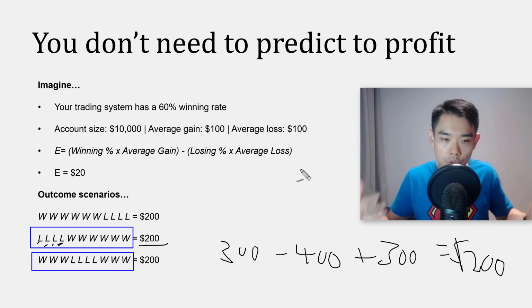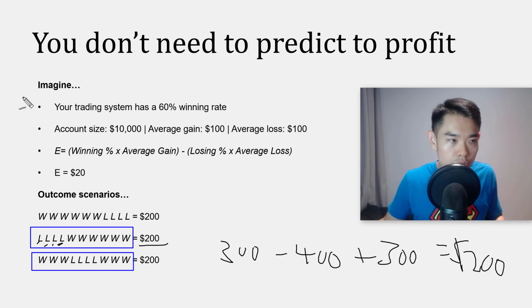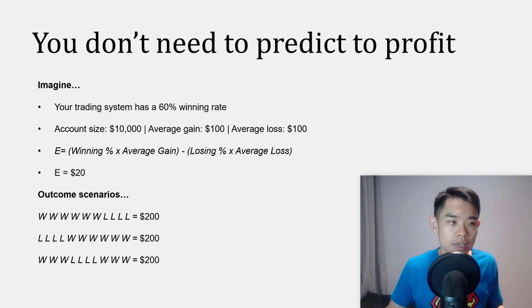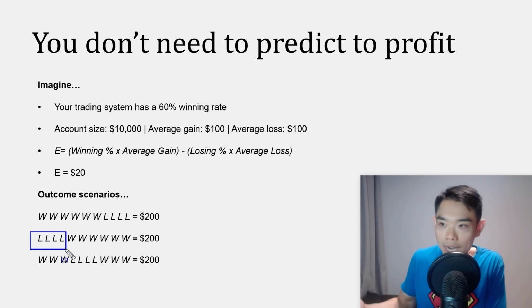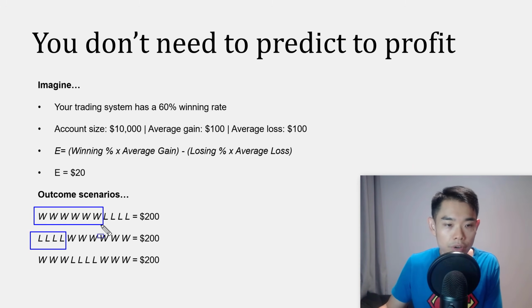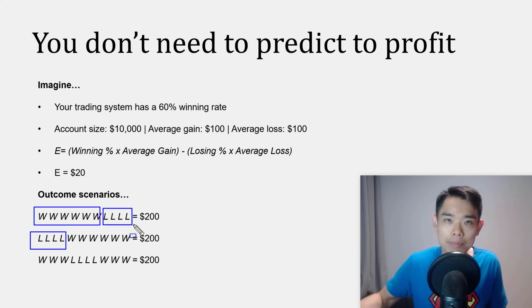And I'm showing you these 3 examples to let you know that you don't need to predict in order to profit. Because can you predict that these next 4 trades are going to be losers? You can't. You have no idea what's going to happen next. Likewise, can you predict that the next 6 trades are going to be winning trades? You can't. And then let's say after the next 6 winning trades, you get 4 losing trades. Are you able to predict that? You can't. You can't predict the outcome of any individual trade.